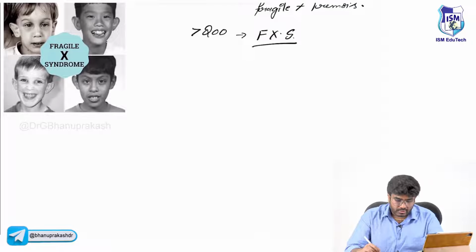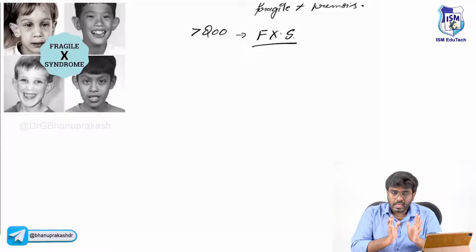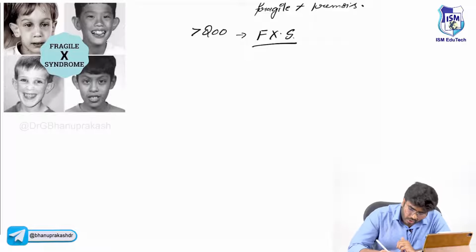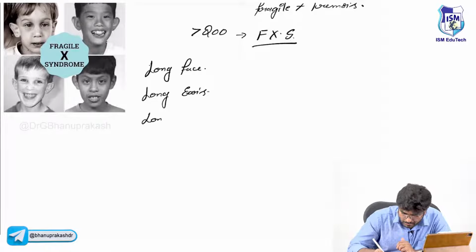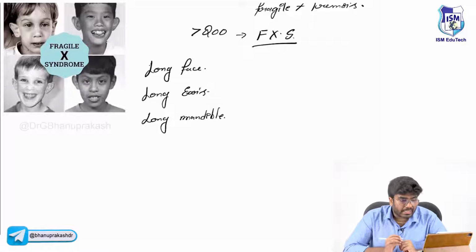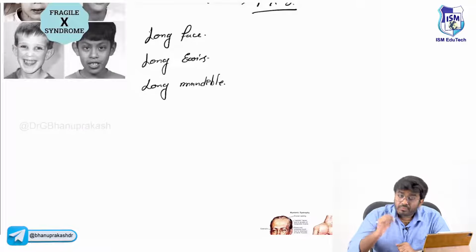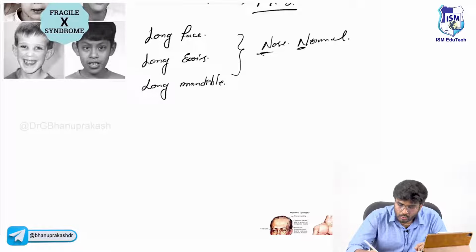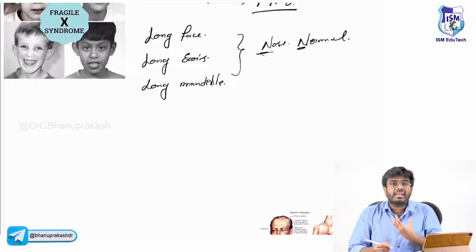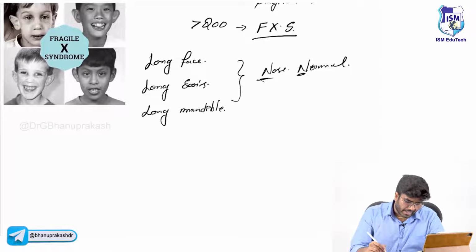Now, important points, guys, look here. These are the patients who are having Fragile X syndrome. Look at their face. How is their face? Long face, long ears, long mandible. Okay, long face, long ears, long mandible. But one important point especially for your exam is, if you look at their nose, it is normal. N for N. Nose is going to be normal, but they are going to have an elongated long face with long ears and long mandible.